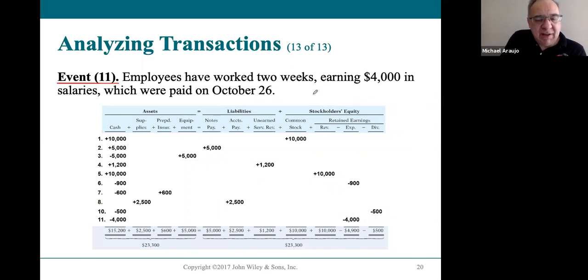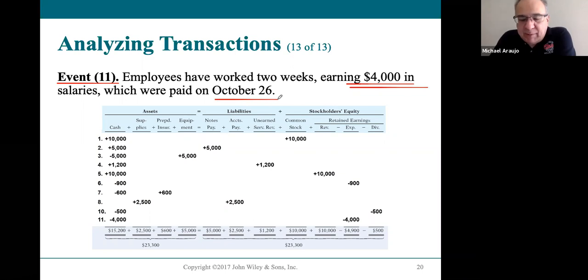Event number 11, those employees have worked and now they've earned $4,000 in salaries and it's payday. So on payday, we certainly will pay them. So what happened here? Well, our employees do not work for anything other than cash as well. So we certainly will pay them in cash, $4,000 less in cash. But again, when we pay employees, that is a salaries and wages expense. And again, the more expenses that we have, the less retained earnings that we have.